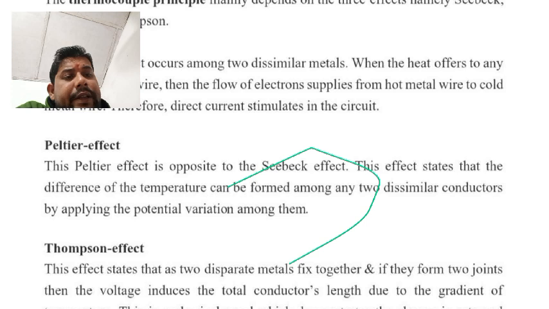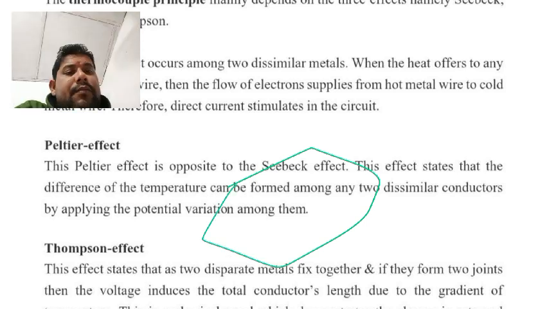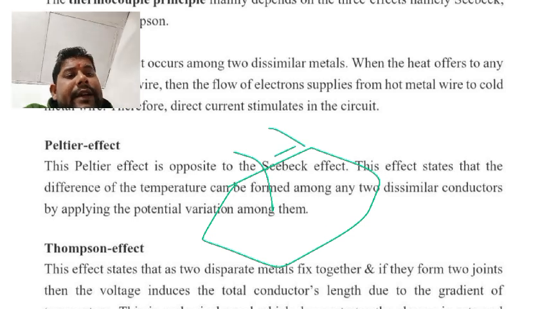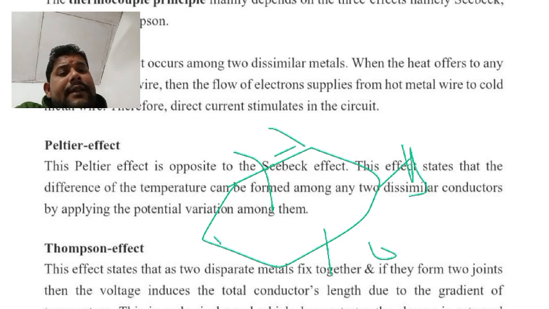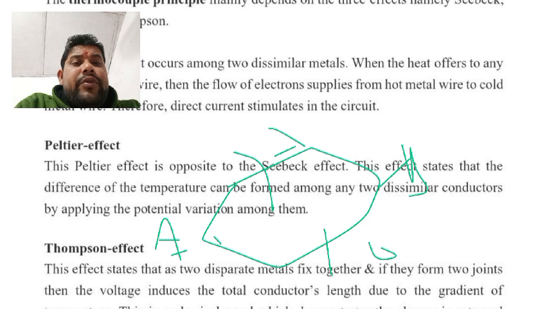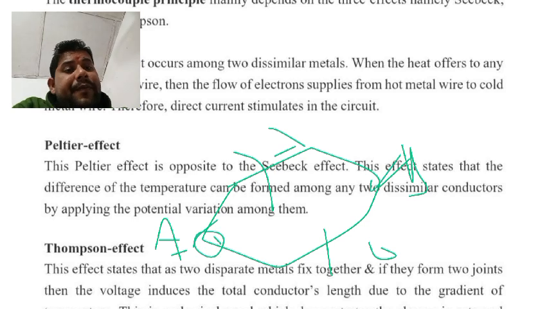are joined together. This is metal A, this is metal B, joined together, this is B, this is A. The two dissimilar metals are joined together, and a temperature difference exists between them.